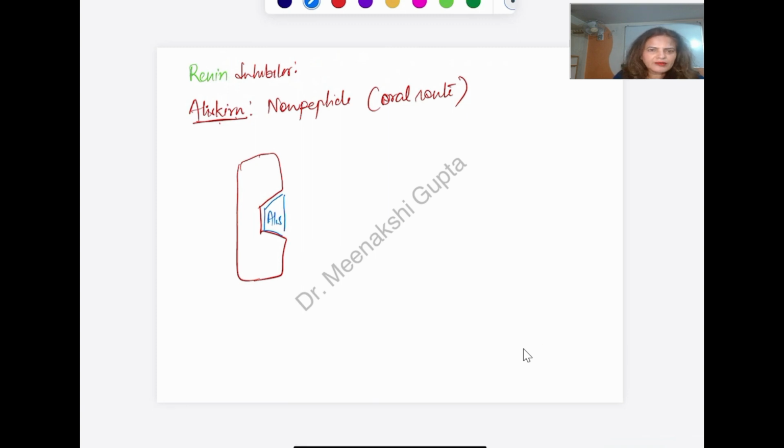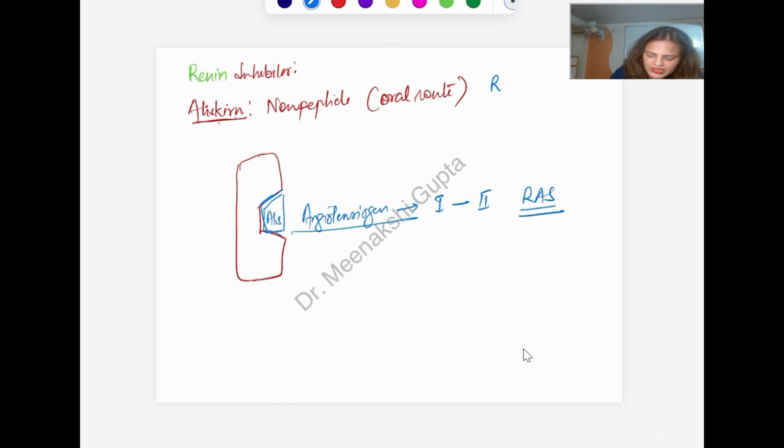If aliskiren comes and binds here, this site is not available for angiotensinogen. It won't get access to this site. Then angiotensinogen won't be able to convert into angiotensin 1, and there will be no formation of angiotensin 2. The whole RAAS pathway is disrupted. Here the important thing is the plasma renin level is increased, but the plasma renin activity is decreased, because it inhibits renin activity. It won't allow renin to act. So plasma renin activity is decreased, but renin level is increased. Remember this thing.